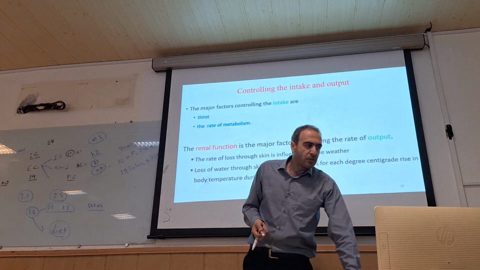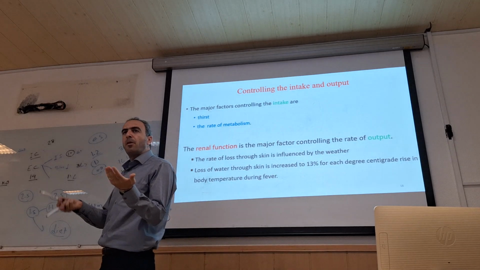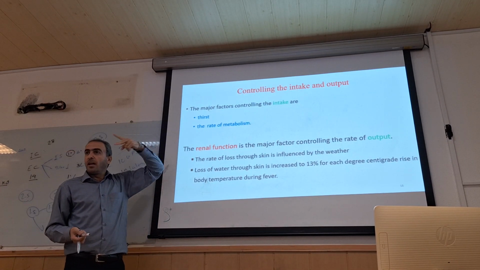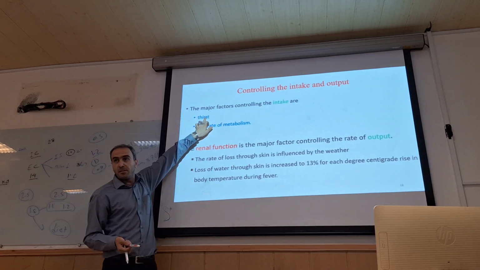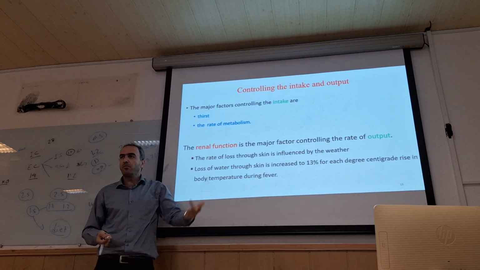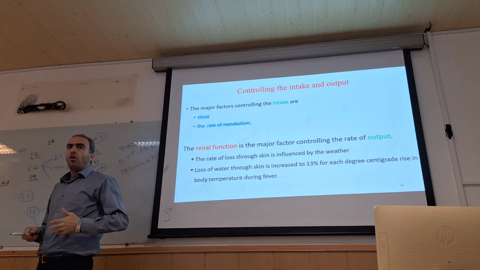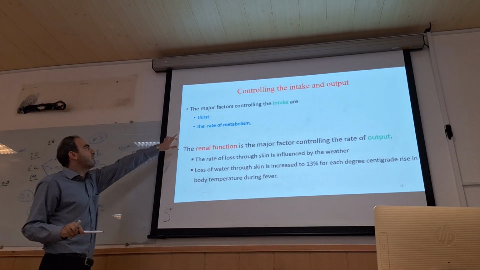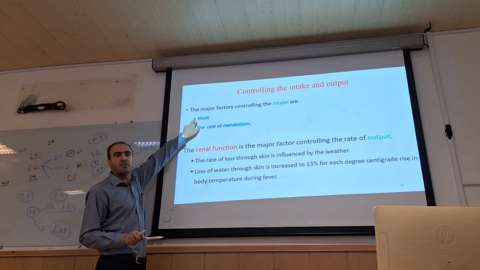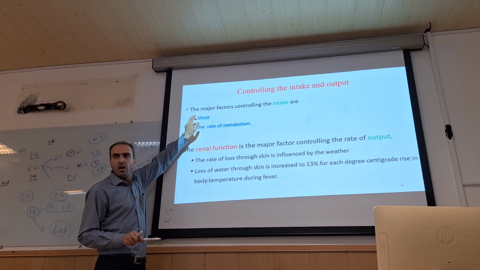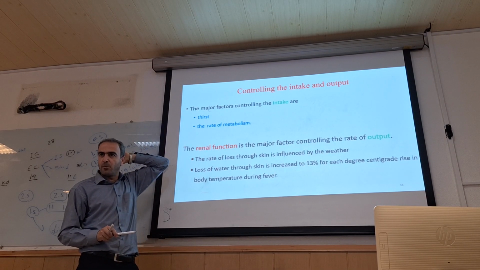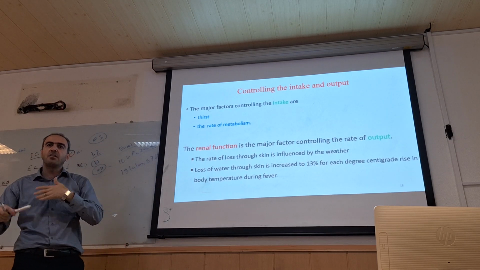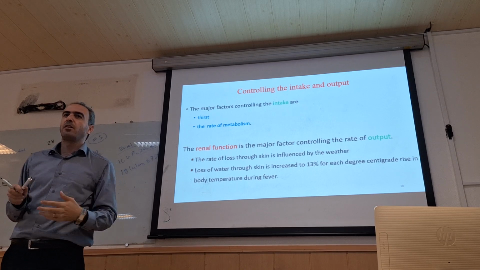So for controlling this balance between output and input, for intake we have two mechanisms: one is thirst, and the second is the rate of metabolism. When water decreases, where is the center of thirst? In the brain stem? Hypothalamus. In the hypothalamus we have the center of thirst, and it increases some hormone. Which hormone?